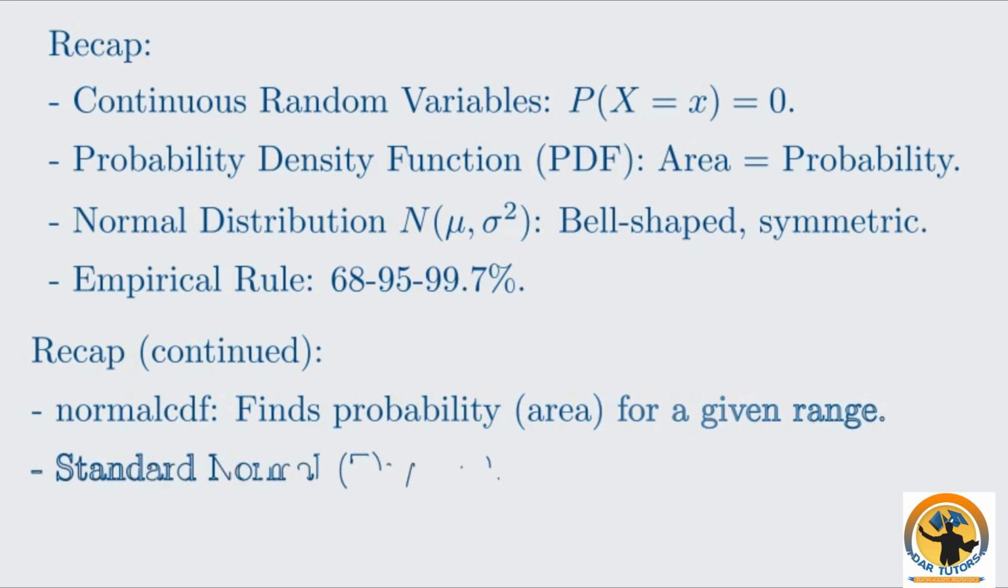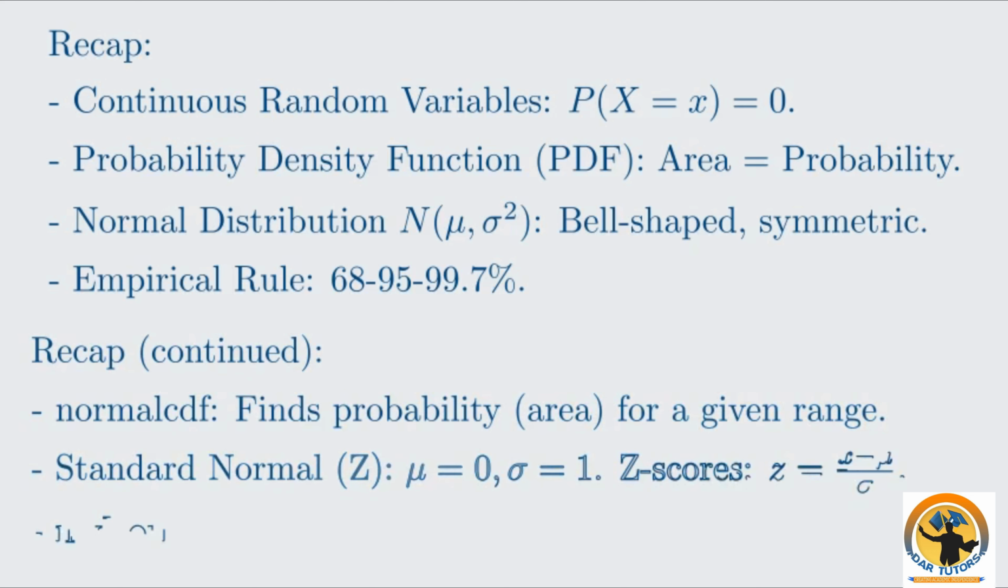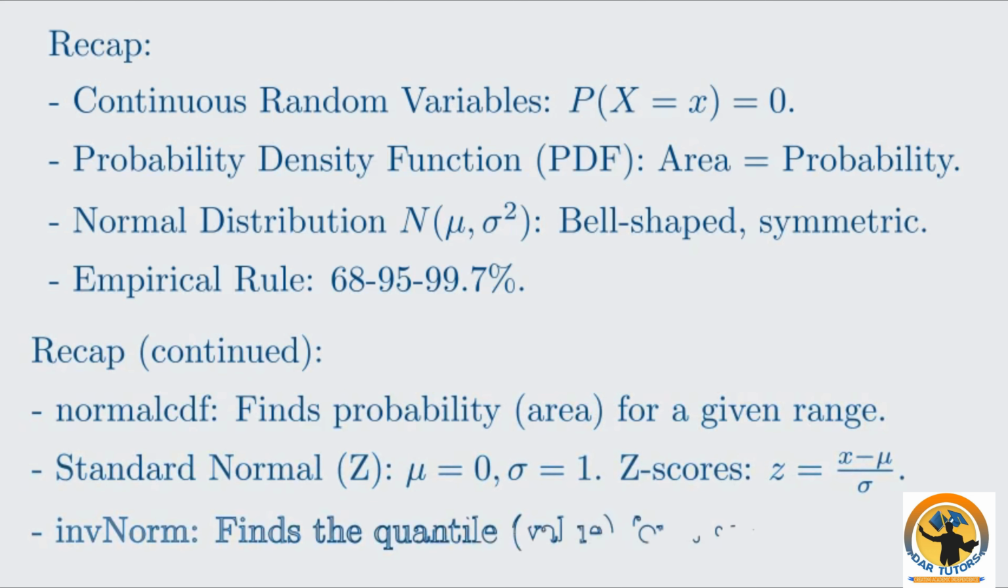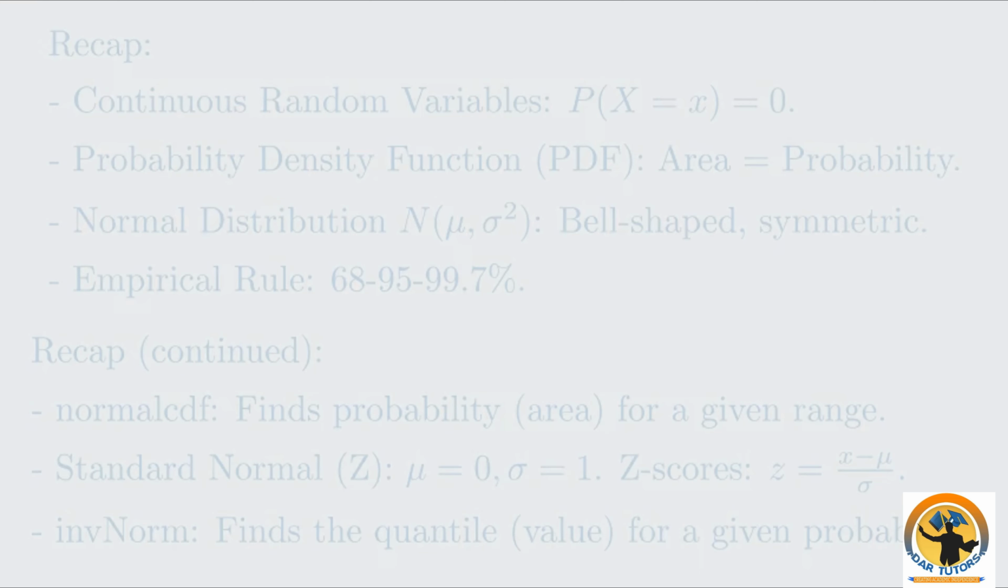We also introduced the standard normal distribution, Z, with a mean of 0 and a standard deviation of 1, and the Z transformation to compare different datasets. Finally, we explored how to find quantiles using the inverse normal function on our calculator, which is the inverse of finding probabilities. Mastering the normal distribution is essential for your IB mathematics journey. Keep practicing with different types of problems, and remember to visualize the areas under the curve.